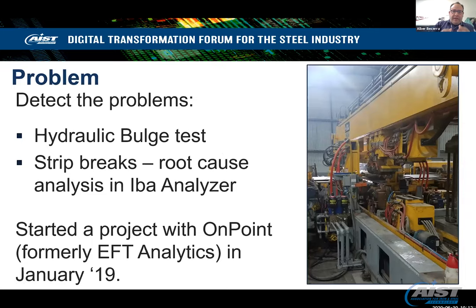How did we detect the problems? We have two ways. One is right away when the weld seam is made, with the hydraulic barge test, and we are going to talk about this in the next slide. And then every single time we had either a re-weld or a strip break, we went over the IBA data to perform the analysis.